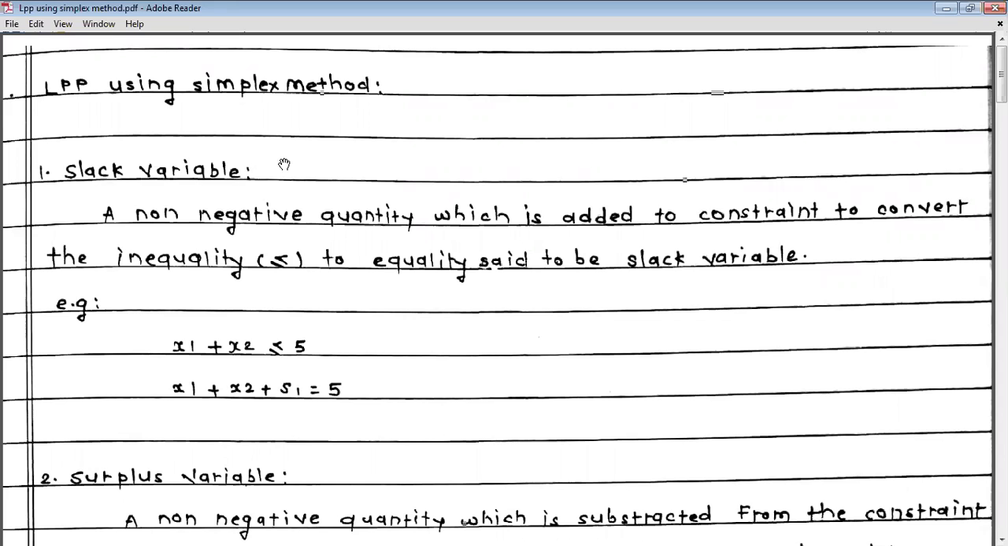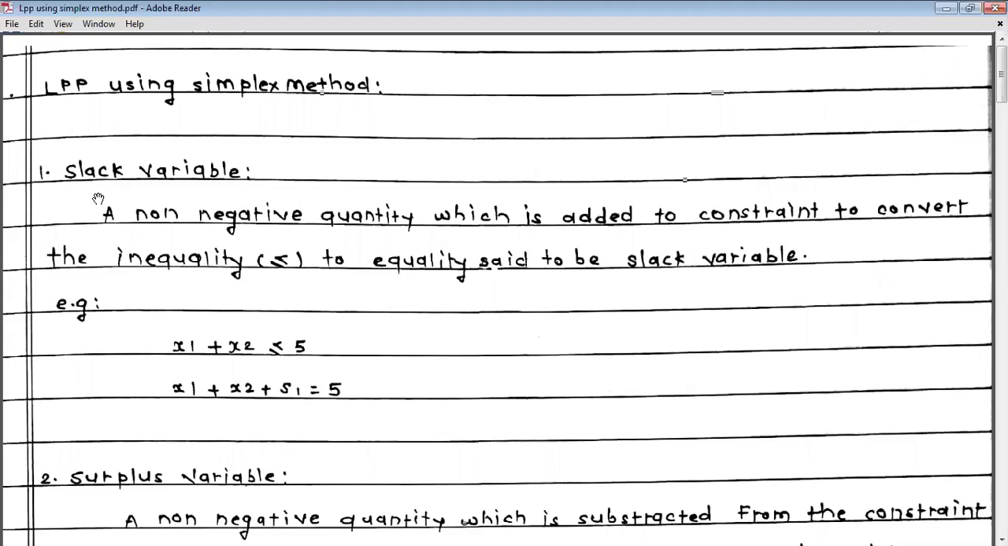As you've already seen, the transportation problem is also one LPP, and you've also seen the assignment problem. Similarly, these LPPs are solved by a basic method which is the simplex method, and based on the simplex method there are other methods like the big M method, the two-phase method, and the dual simplex method. So let's see what is basically involved in the simplex method.